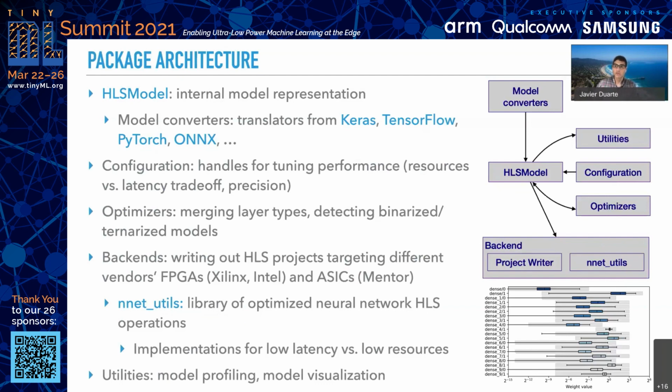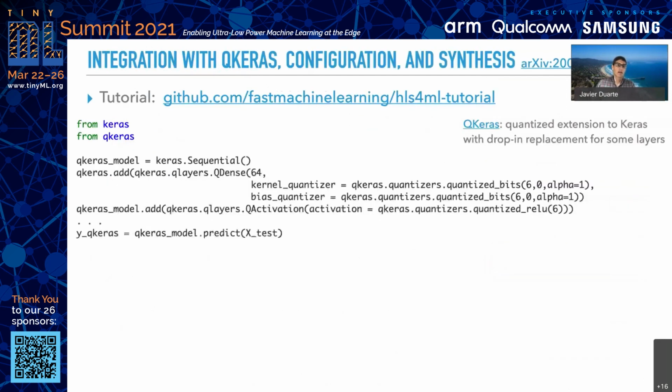And finally, there are useful utilities that are built in, such as model profiling and visualizing the model, which can help you make good configuration choices by scanning the distribution of the weights and inputs and outputs that you see in the model. So just to give a peek of what this looks like, we have also fully integrated with a library called qkeras, which allows you to build quantized versions of keras models with drop-in replacement layers. So this is just building a qkeras model, and then you can do a quantized version of the prediction.